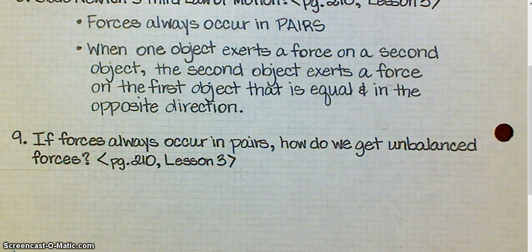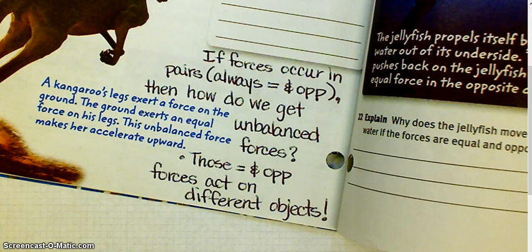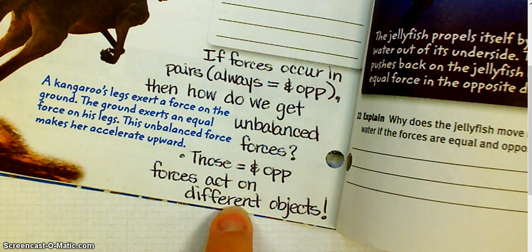Also, let's go to page 210 on lesson 3, because I think I had you write something in there. Yeah, so it says on page 210, if you wrote it down like you were supposed to, it says if forces occur in pairs, and they're always equal and opposite, then how do we get unbalanced forces? It's because those equal and opposite forces act on different objects.